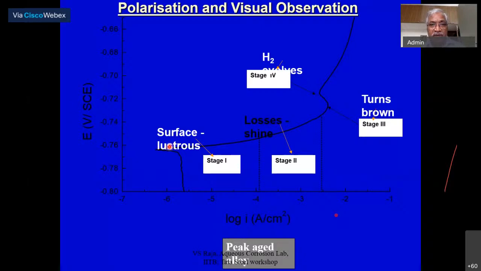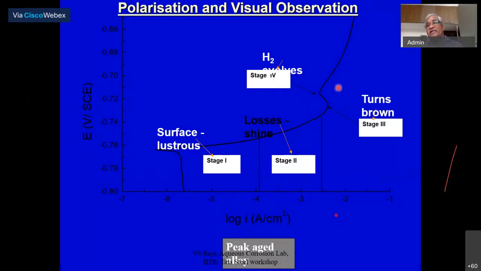Now we start moving. Now the surface is lustrous. Up to this point, the surface is quite bright. No problem. You need a microscope. And here from this onwards, the corrosion takes place. The corrosion takes place, right? You see, it loses the shining because it forms a corrosion product. Corrosion becomes severe here. And as you start moving up here, it turns brown, and you start getting hydrogen evolution here.